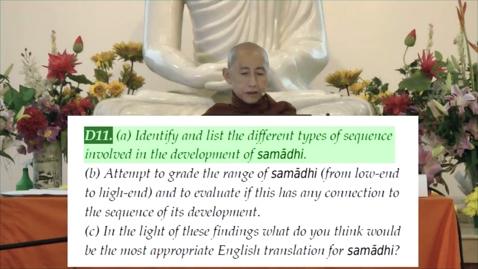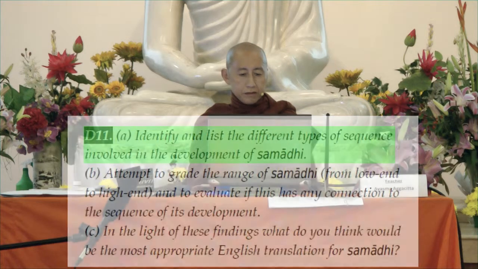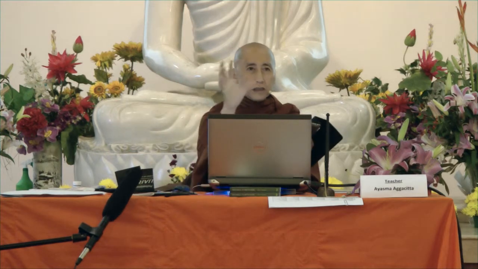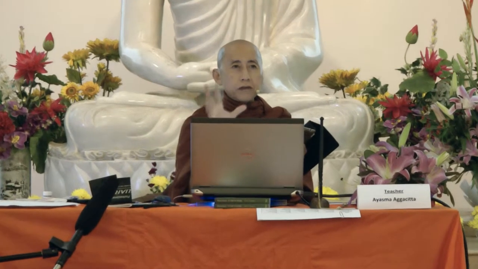Identify and list the different types of sequence involved in the development of samadhi. Okay, and I want you to add and see if you can discern any general patterns. You will see that in your notes, every now and then, the note will tell you there's this sequence, from joy to rapture to tranquility to this and that, right? So all the sequences, most of them are already in the notes. So what you need to do is to compile all these, all right?